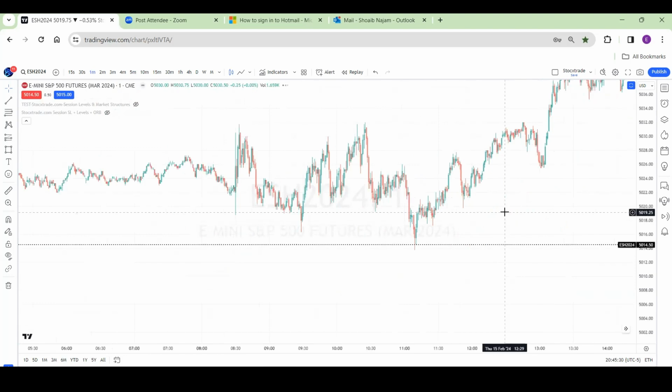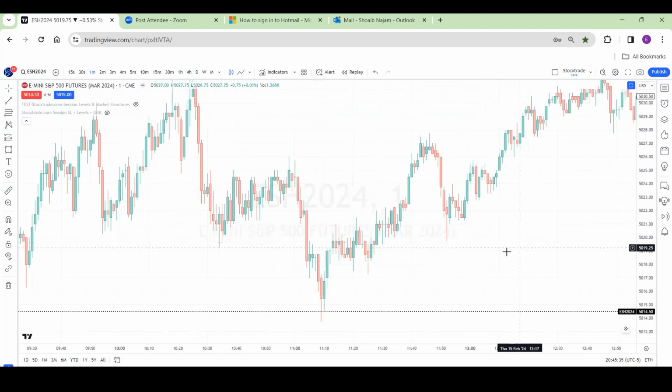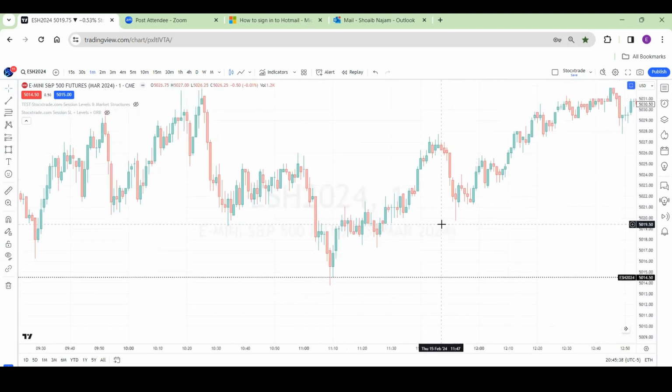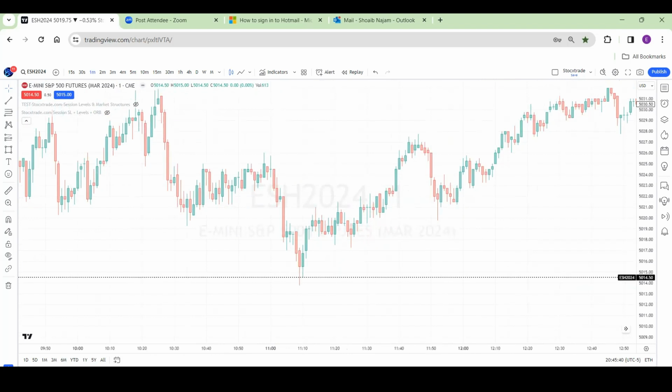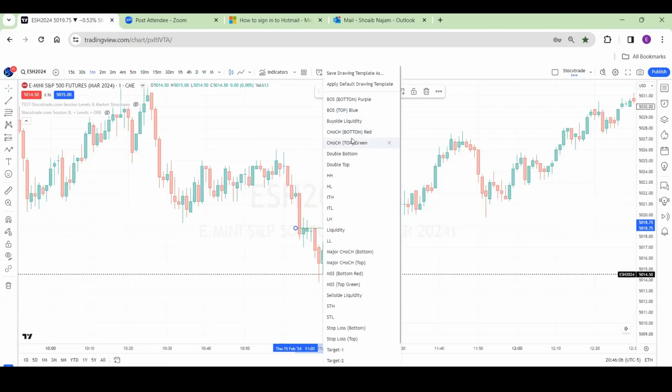Okay, if you see the main structure level, I think this is yesterday's chart. The price was coming down to a low and then it created a high. So you have this change of character in New York's kill zone. So just mark these levels. This is your change of character.